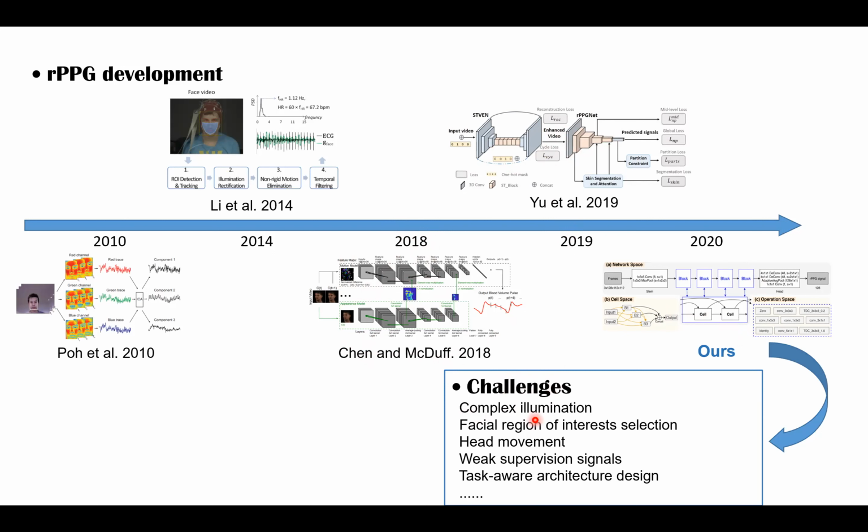For example, there is complex illumination, how to select the ROI, and how to overcome the issue of head movement. And according to deep learning, how to decide the supervision signal for the neural parameter updating, and how to decide the neural architecture. There are so many problems, especially for end-to-end rPPG measurement.